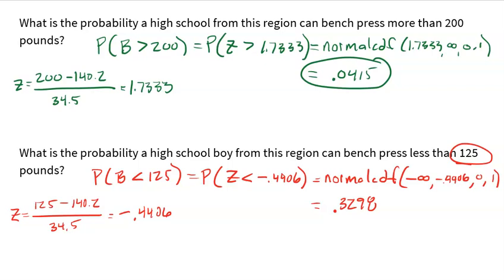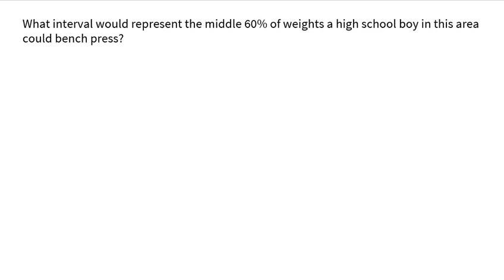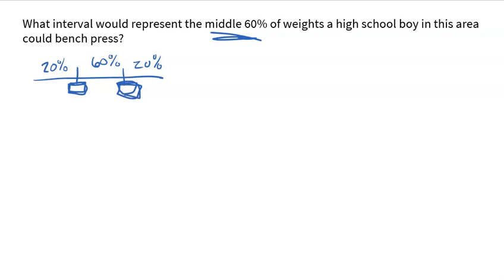Look at the probability. All right, what interval would represent the middle 60% of weights a high school boy in this area could bench press? Okay, let's remember how to do this again. All right, couple steps here. First off, I'm looking for the middle 60%. So I like to draw a picture. Doesn't take a whole lot here to draw a picture. I'm looking for the middle 60%, which means that there's an outside 40%, but that outside 40% gets split up 20% and 20%. What I need to do is find the z-score at the bottom of my interval, and I need to find the z-score at the top of my interval.